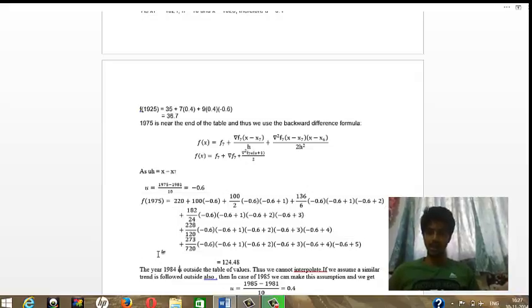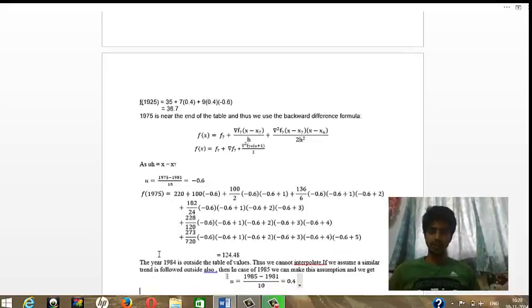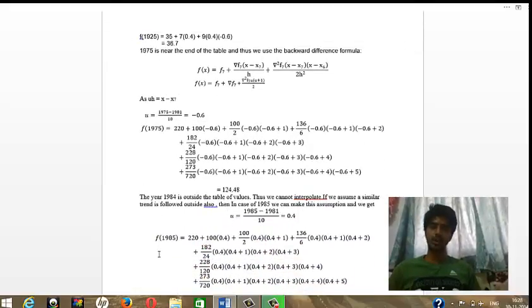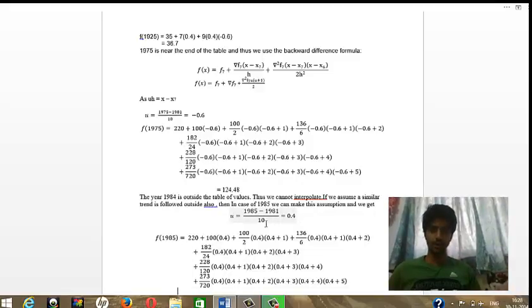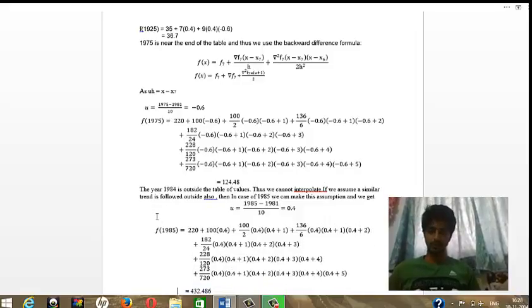Now we have to estimate the population in the year 1984. The year 1984 is outside the table of values, thus we cannot interpolate. If we assume a similar trend is followed outside also, then in the case of 1985 we can calculate u from our assumption, that is 1985 minus 1981 by 10. So our u is 0.4. Therefore f of 1985 can be calculated as follows.